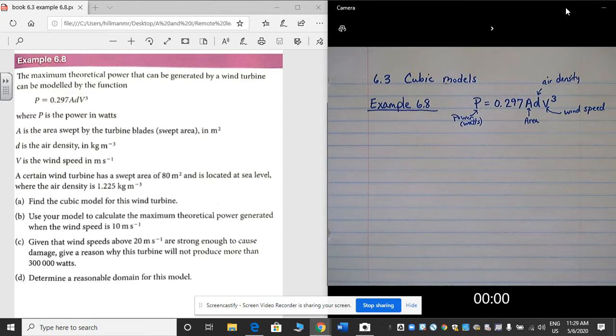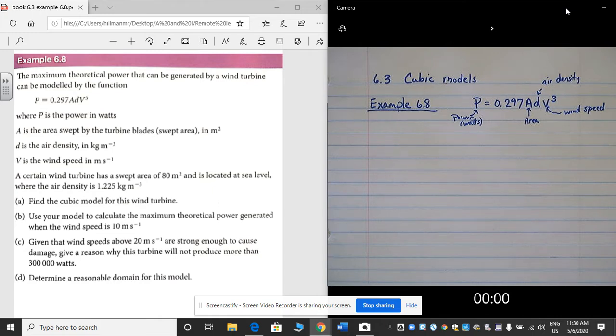The maximum theoretical power that can be generated by a wind turbine can be modeled by the function P equals, and there's the function. Notice that this is a cubic function because I see V raised to the third power. Your two main variables are the capital P and the capital V. P is the power in watts, A is the area swept by the turbine blades in meters squared, D is the air density in kilograms per meter cubed, and V is the wind speed in meters per second.